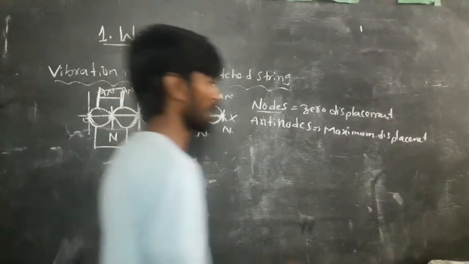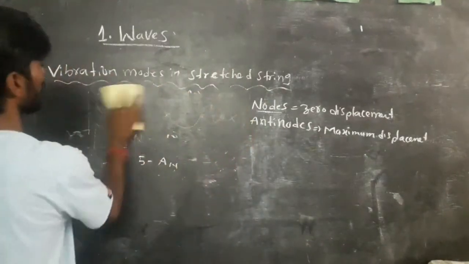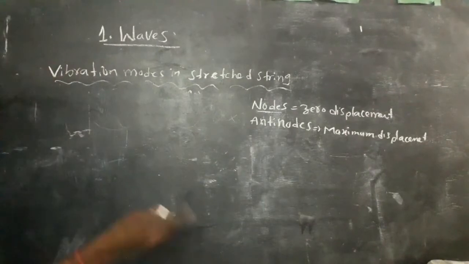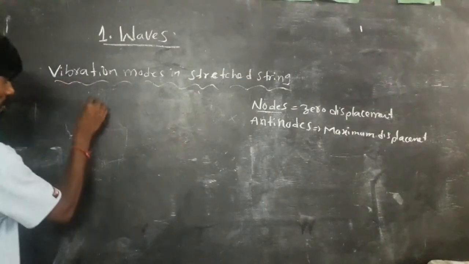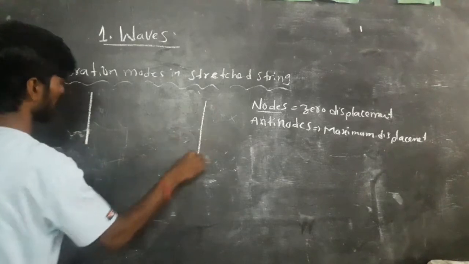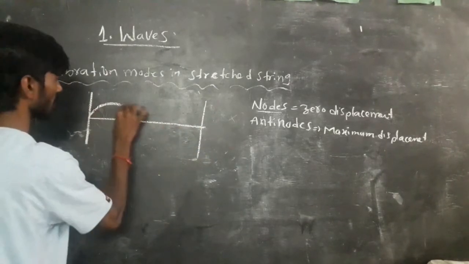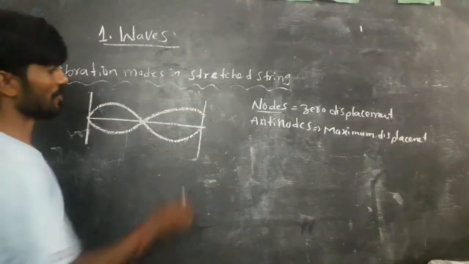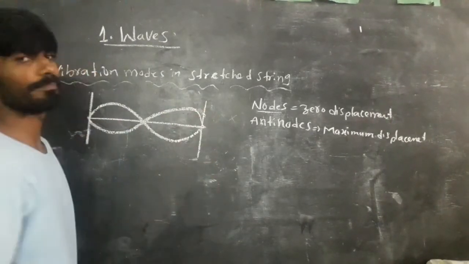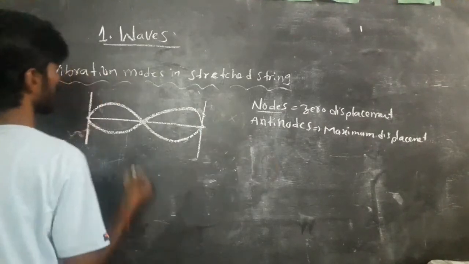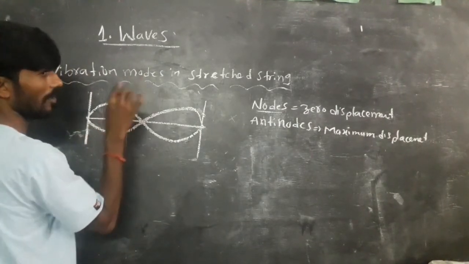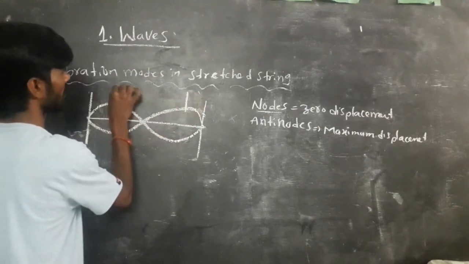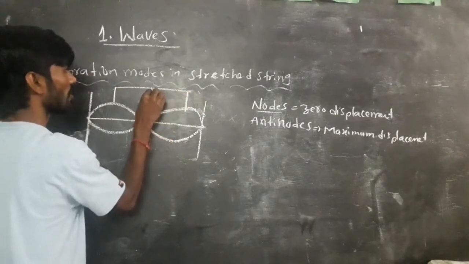Once again, I will draw the diagram and find the wavelength between nodes and antinodes and between nodes and nodes. Now I am taking one stationary wave, just one wavelength. According to the definition of wavelength based on crest and trough, the distance between two successive crests is what we call wavelength.